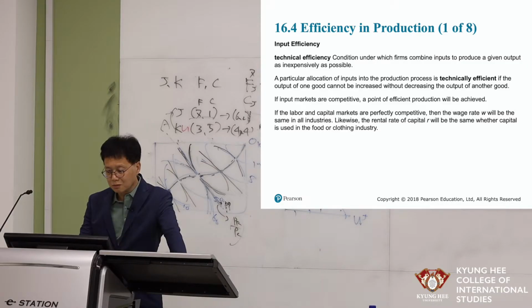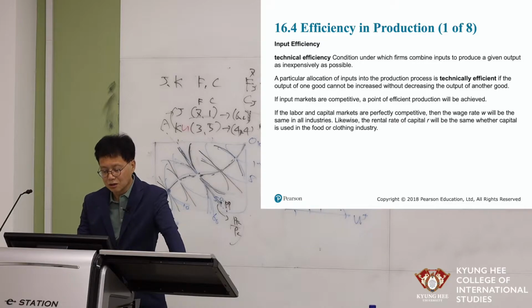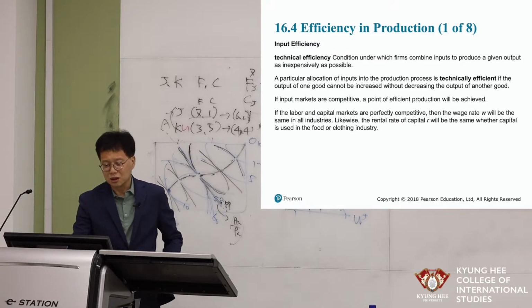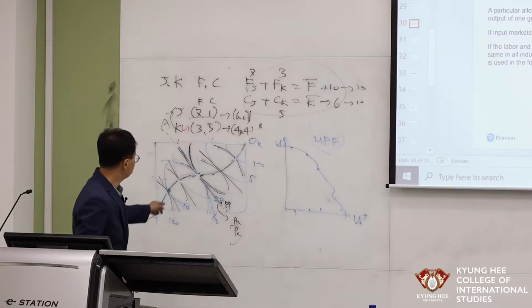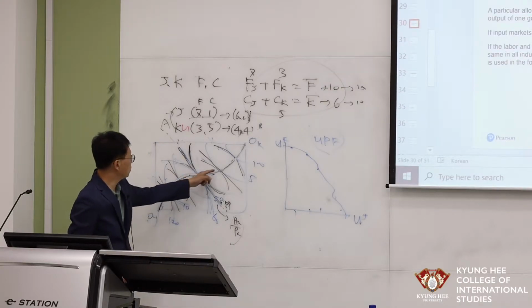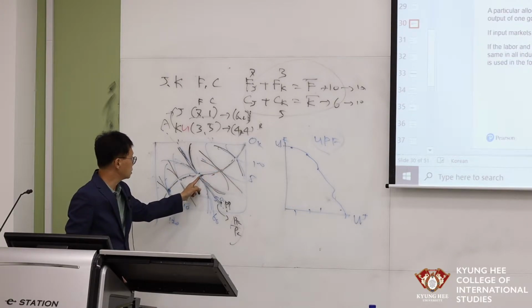Part 3 of chapter 16 starts from section 4, efficiency in production, right? Section 3 was efficiency in consumption or efficiency in exchange. The last part of section 3 was the second theorem of welfare economics, right? So for example, any point is a Pareto efficient point in this HOS box, right?